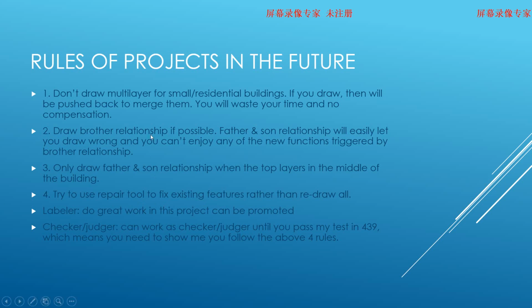Okay, so those are the main four rules that you need to follow. And for labelers, if you do great work in this project, then you can be promoted, as long as you follow the rules. And also for checker and judger, if you want to go back to work as checker and judger to lead your team, then you need to pass my test in 439, which means you need to show me you follow the above four rules.